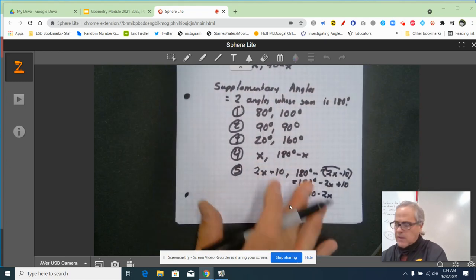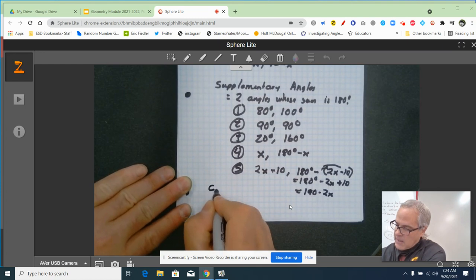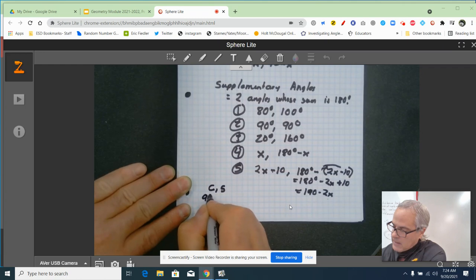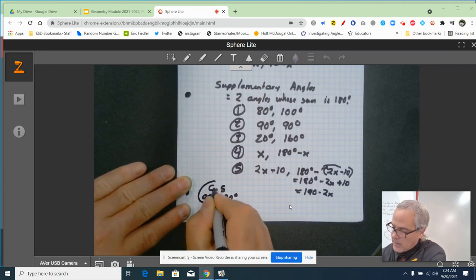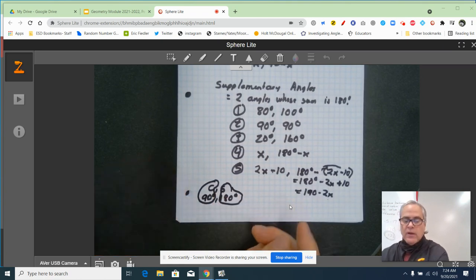One last piece here. Remember it this way. This is how a lot of students will remember it. C comes before S in the alphabet, correct? 90 comes before 180 when you're counting. Complementary goes with 90 degrees. Supplementary goes with two angles that add up to 180 degrees. A lot of students will remember it that way.